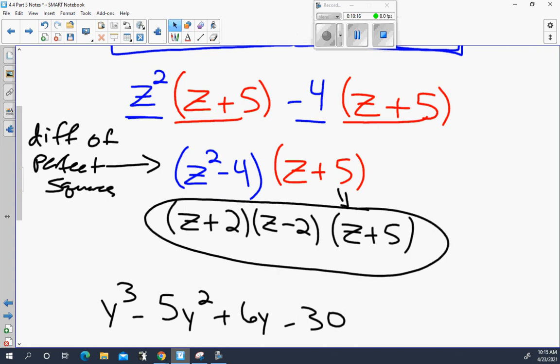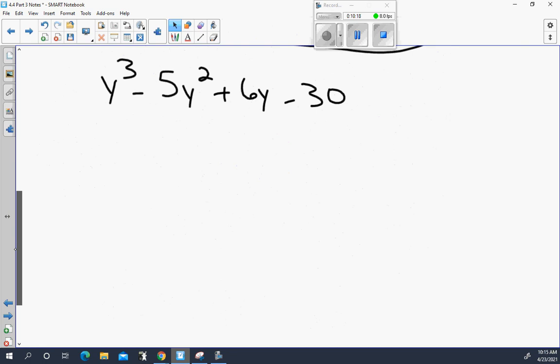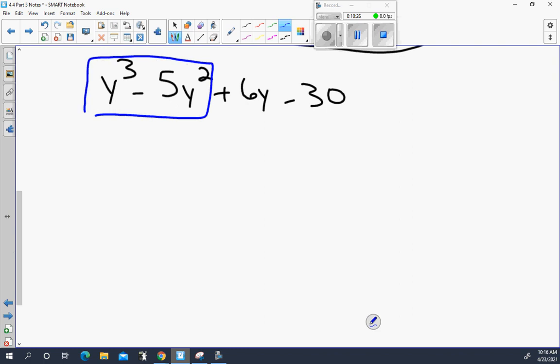Let's try it again. So here's 4 terms, once again. Let's break it up into 2 parts. What can I take out of that first one? I can take out a y squared. What's left? A y minus 5.